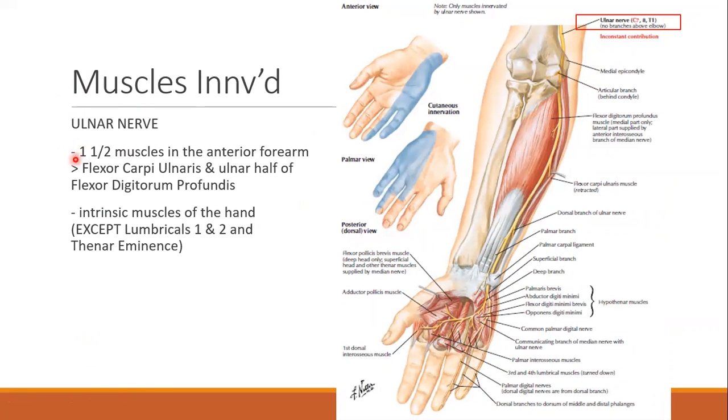For ulnar nerve, it innervates that 1.5 muscles in the anterior forearm, so flexor carpi ulnaris, as well as the ulnar half of flexor digitorum profundus. See, I put it correctly on this slide. And then it also innervates the intrinsic muscles of the hand, except for the first and second lumbricals and thenar eminence. So ulnar nerve is going to innervate the hypothenar muscles, your third and fourth lumbricals, your adductor pollicis, your palmar interossei, your dorsal interossei. So lots of muscles that ulnar nerve innervates in the hand. And then here's your cutaneous innervation of the hand.